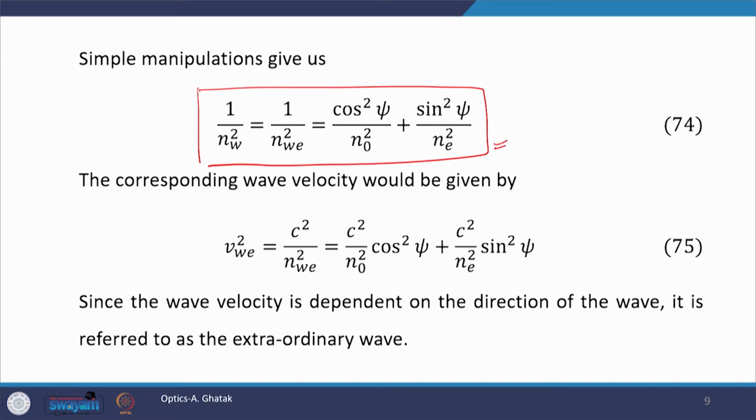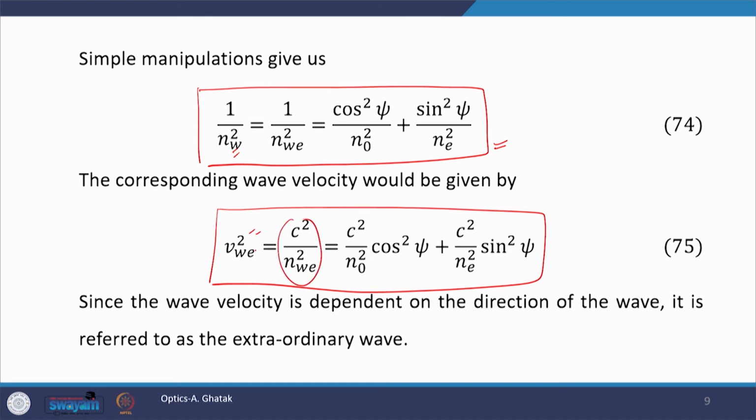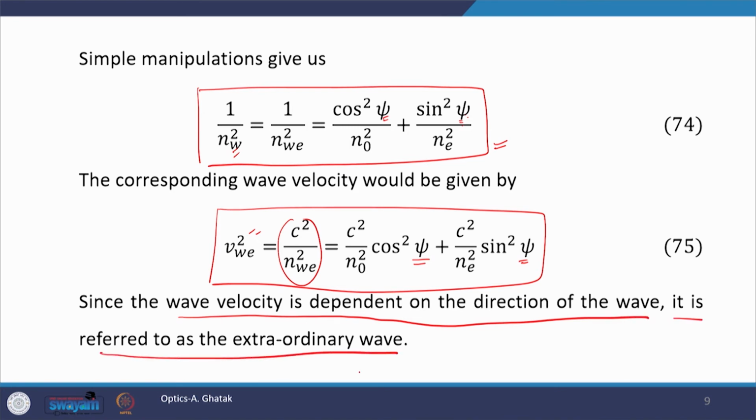and this is the expression which we saw in our first few classes of introduction to double refraction. There I showed you the velocity of the E wave is given by this expression. Then once the refractive index is known, we can easily write the expression for the velocity using this relation, and you now see that both the velocity and the refractive index are direction dependent, they depend upon the angle of the wave vector with the optic axis. Now, since the wave velocity is dependent on the direction of the wave, it is referred to as the extraordinary wave or E wave.